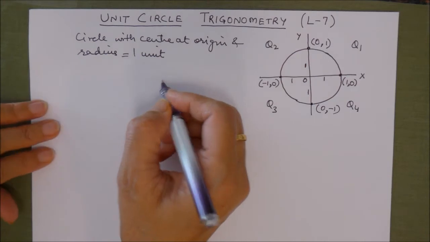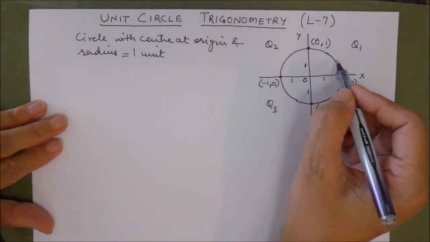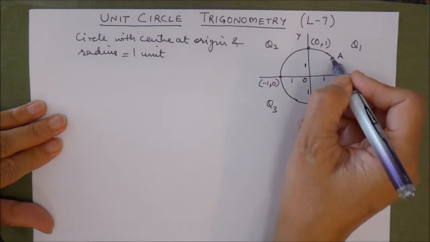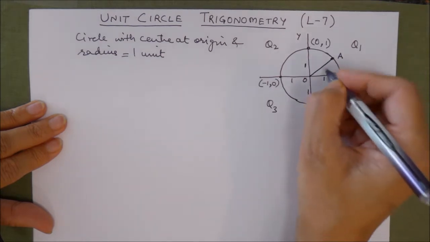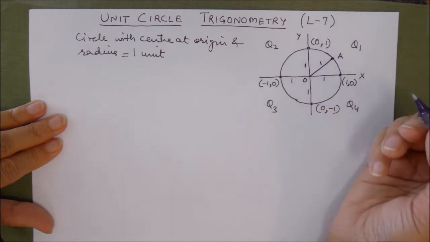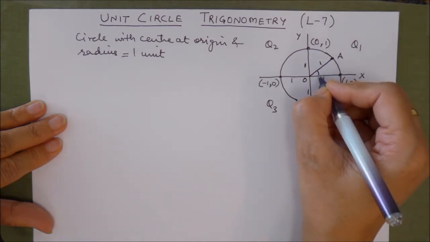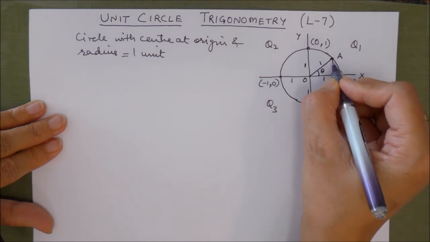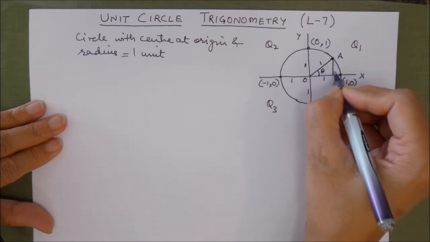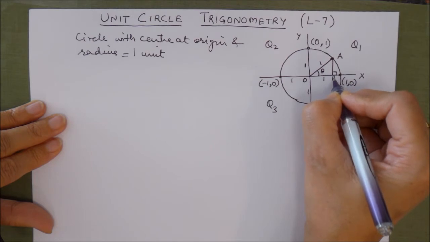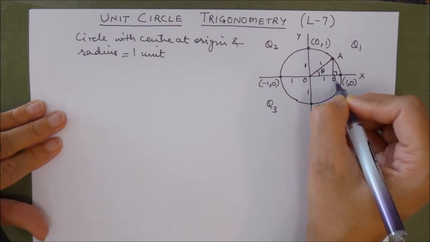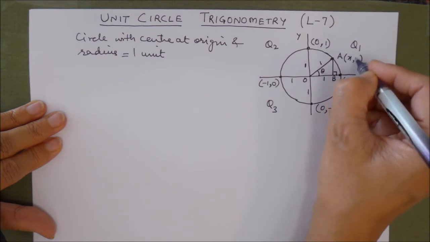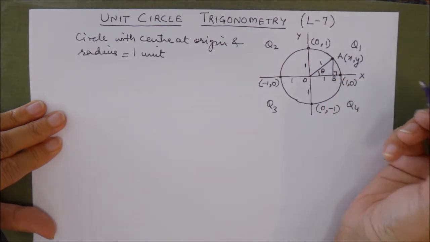So we take any point on this circle. We take the point A and join it with origin. So this is also one of the radii. We take this angle as theta and draw the perpendicular from point A. So let this perpendicular meet the positive x-axis at B. We take the coordinates of point A as x, y.